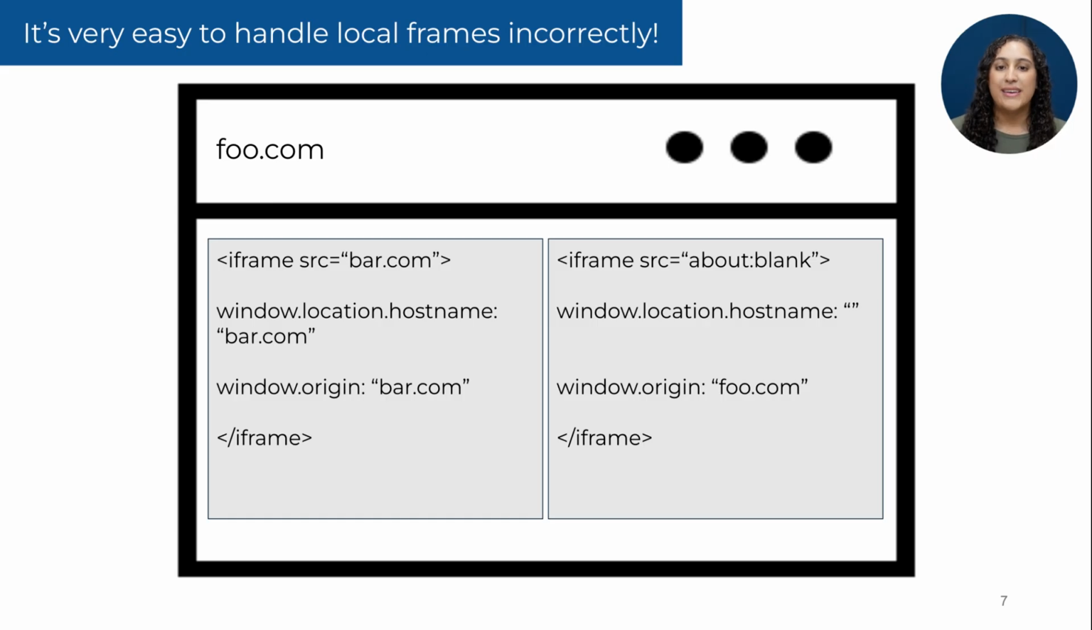So this just shows how easy it is to handle local frames incorrectly. If you're not thinking about them, you would think these two properties are the same. And we find that many content blockers make this exact same mistake, and so they can be bypassed in local frames, but we'll talk about that later.